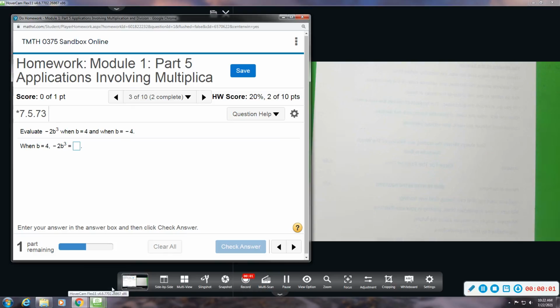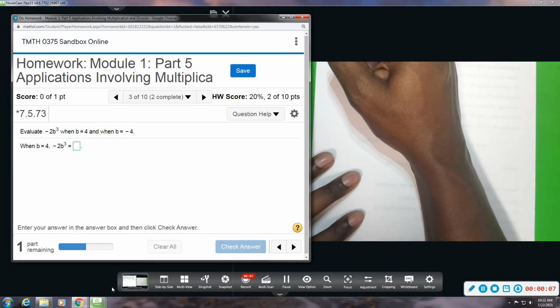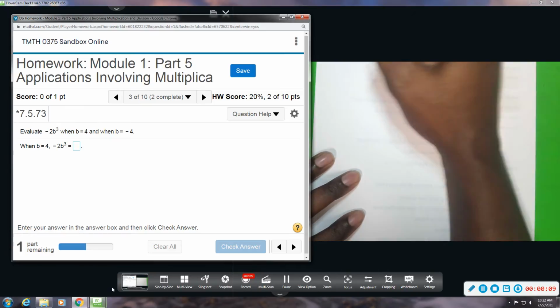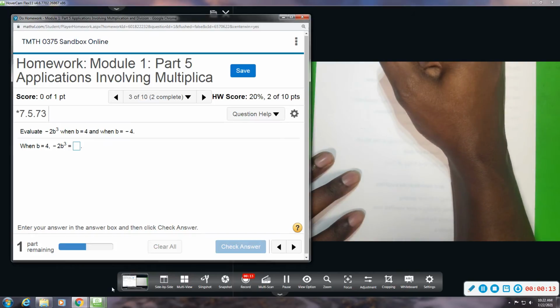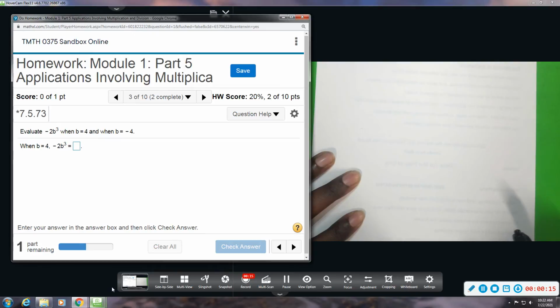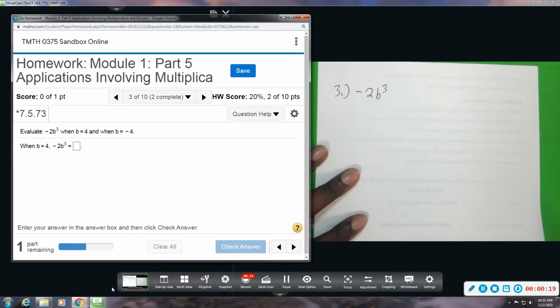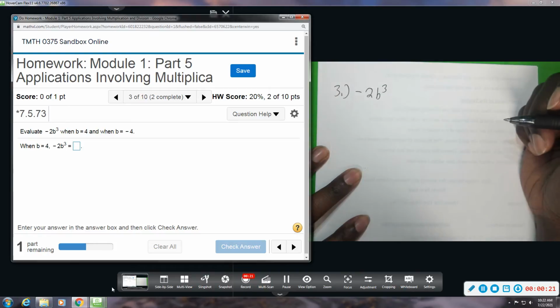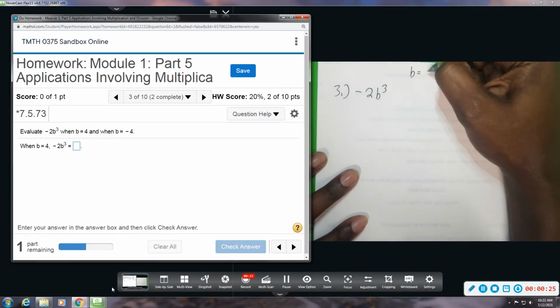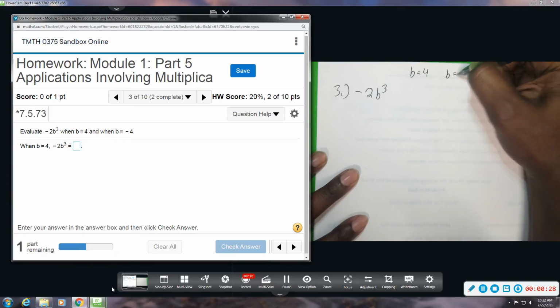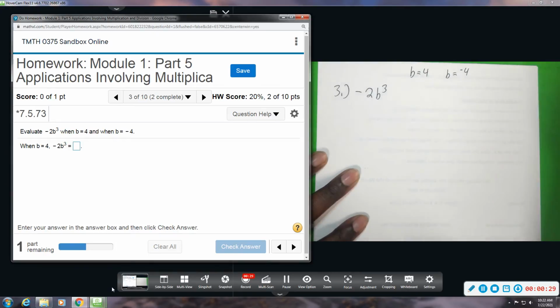All right, number 3, we want to evaluate negative 2b cubed. So negative 2b cubed. We're going to evaluate this. Sorry, we can't even see what I've written. We're going to evaluate this for when b equals 4 and b equals negative 4.